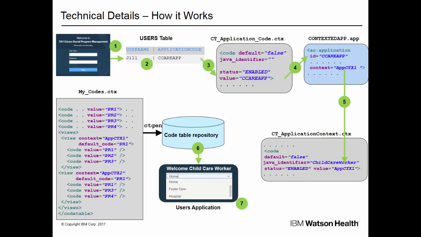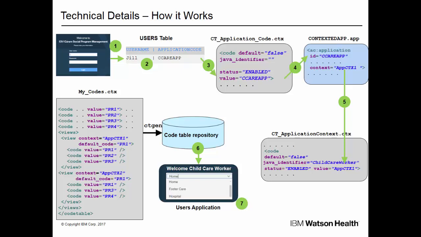Now let's discuss some of the technical details behind the enhancement. This diagram shows how the artifacts are used to produce filtered code tables. The developer specifies the context for the application in the app file. Each context must be defined in the CT application context.ctx file. The developer also defines a view per context in the relevant code tables. You specify a view element for each context and list the default code and the relevant codes. If the view element is not specified, all code table items are displayed to the user as normal.